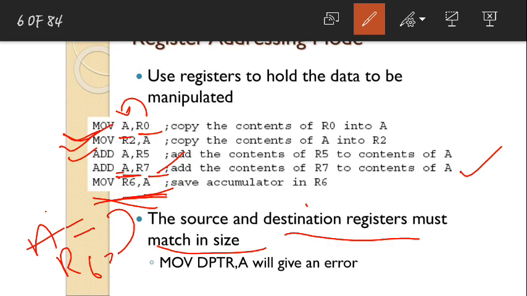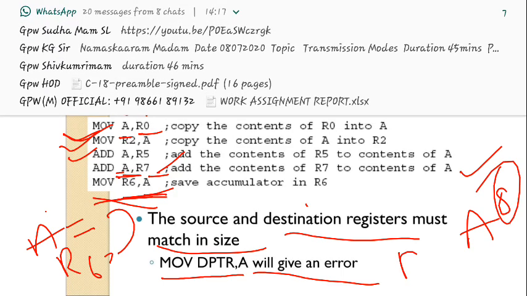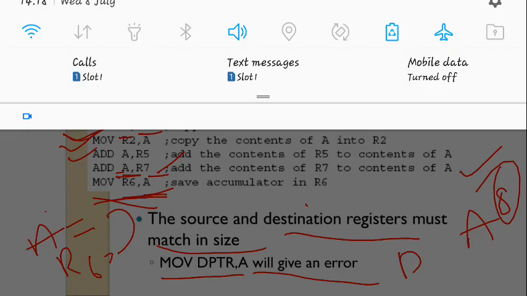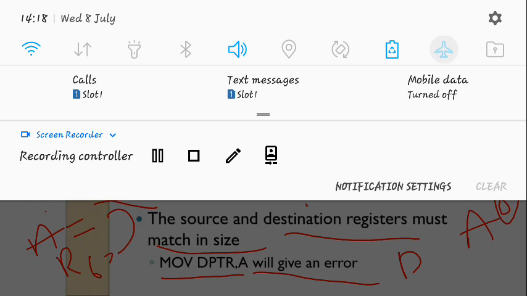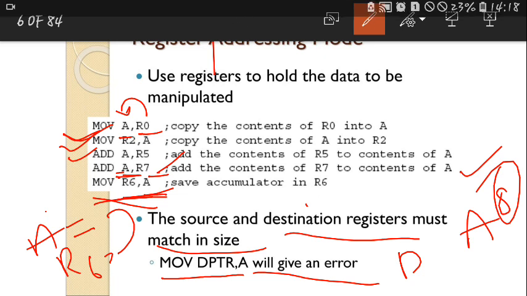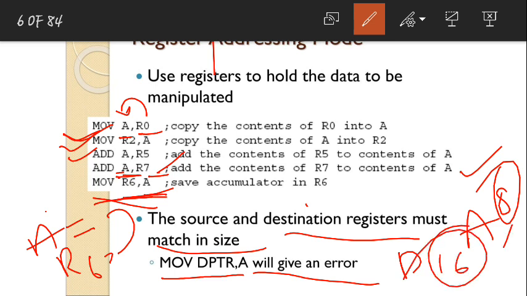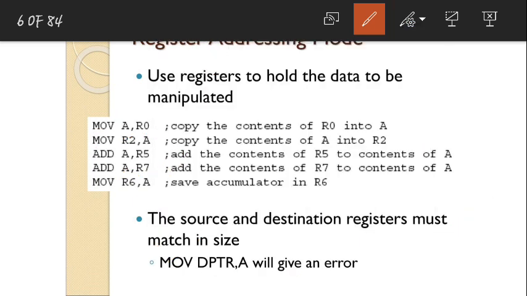See, move A comma DPTR will give an error. Why? Because A is 8-bit in size, whereas DPTR is 16-bit in size. So there is a mismatch of size. When there is a mismatch of size, it definitely can't operate. It will show you an illegal error. So you can't use registers of different sizes.